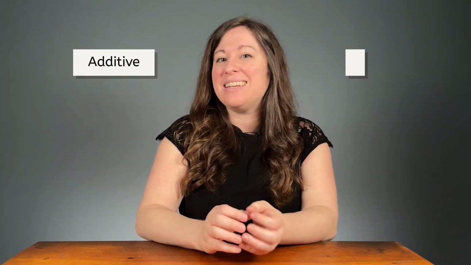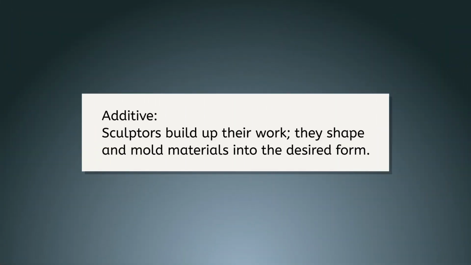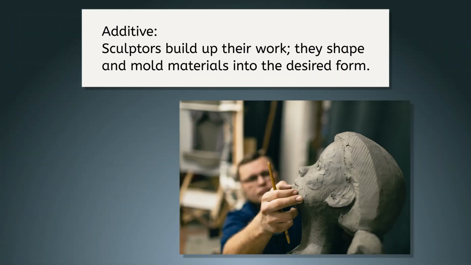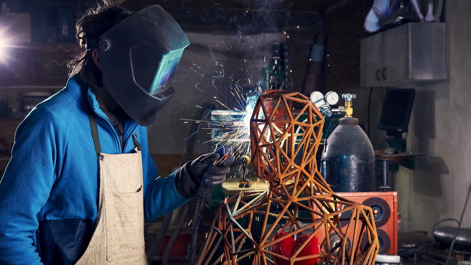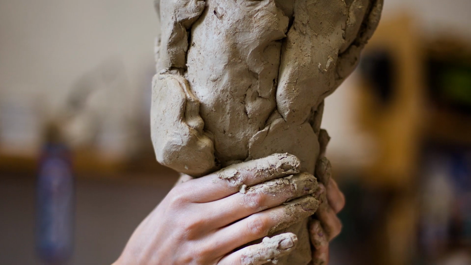There are two fundamental techniques in the creation of sculptures. These are termed additive and subtractive. Let's start with additive sculpting. With additive techniques, sculptors build up their work using materials like clay or wax, or by attaching materials together. They assemble, shape, and mold these materials into the desired form.